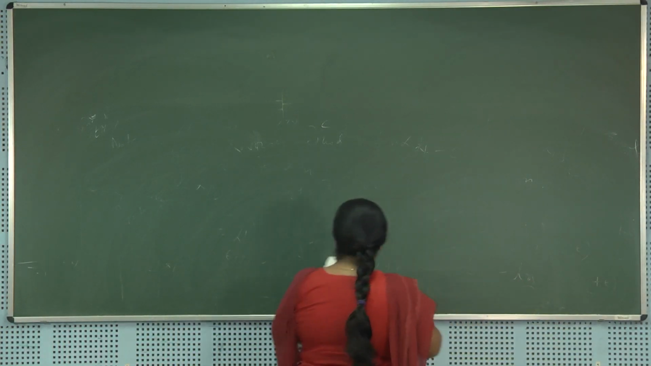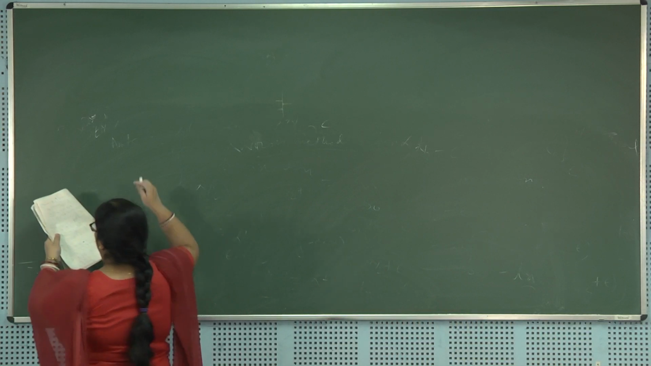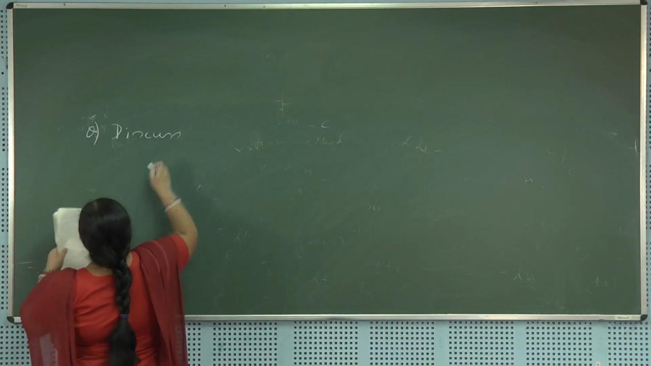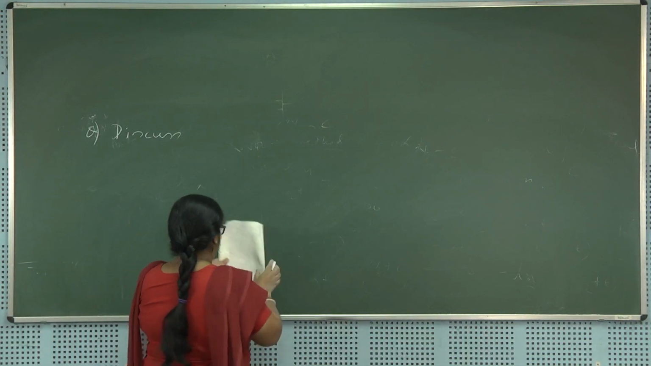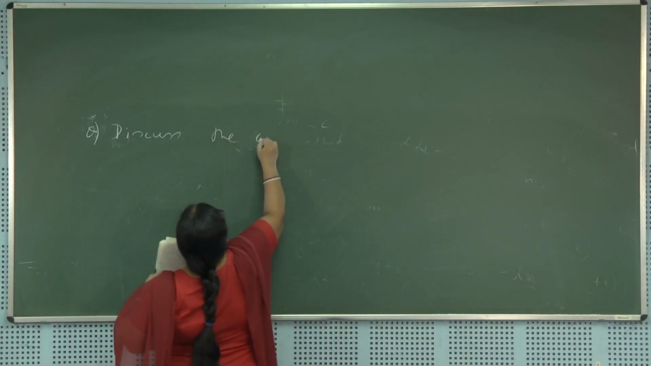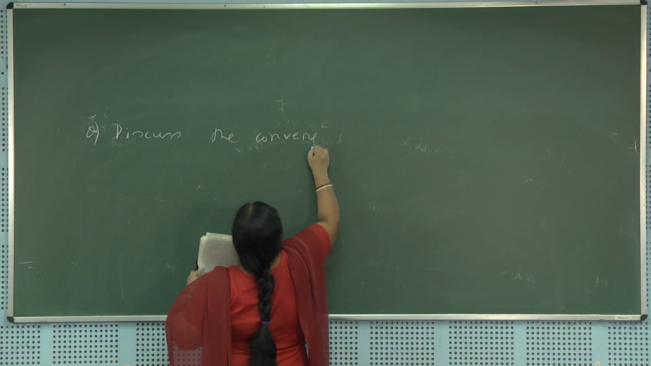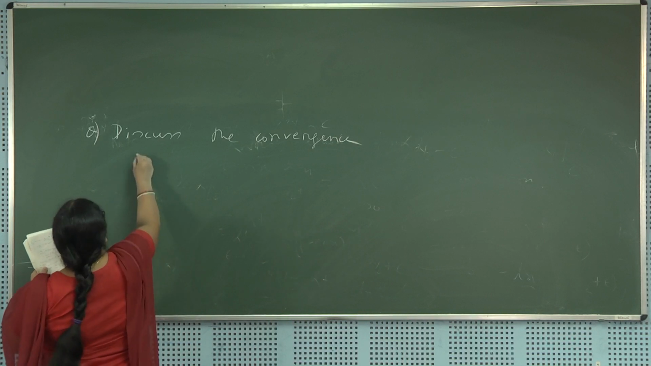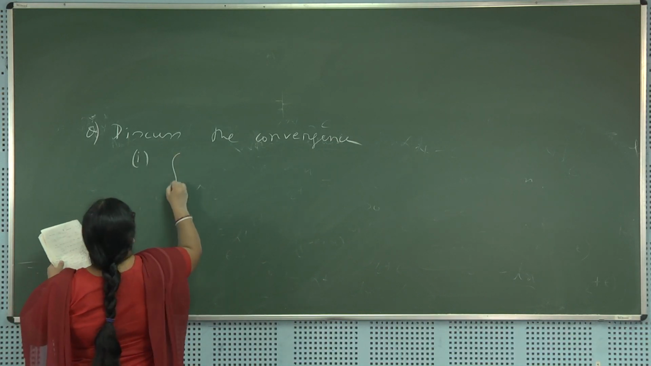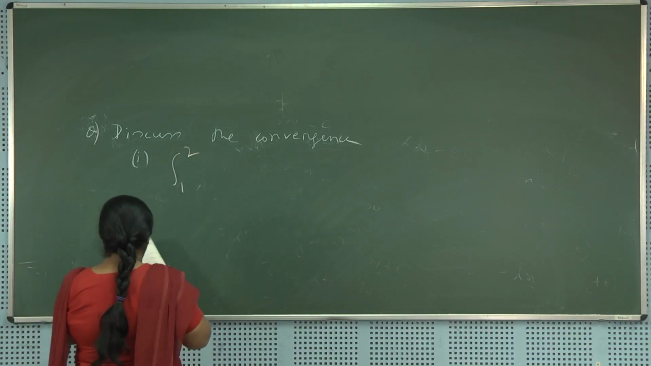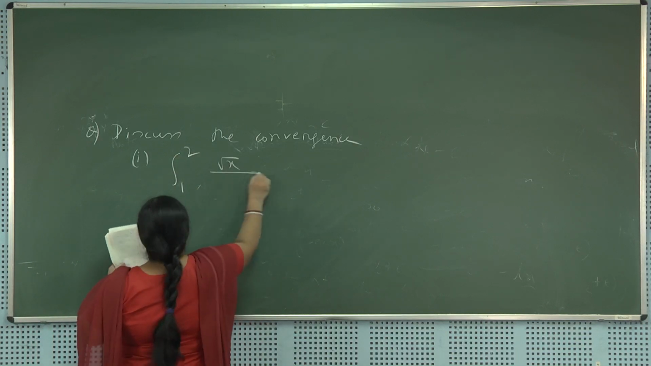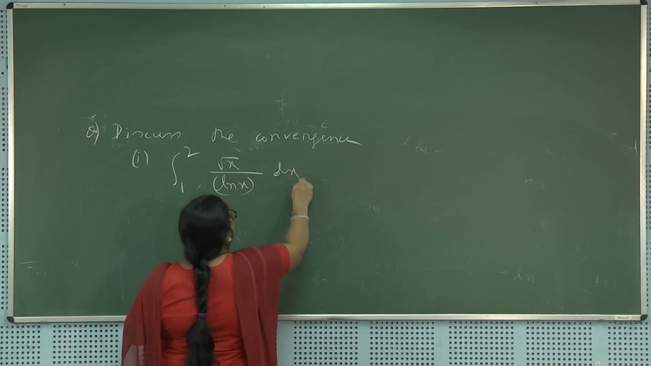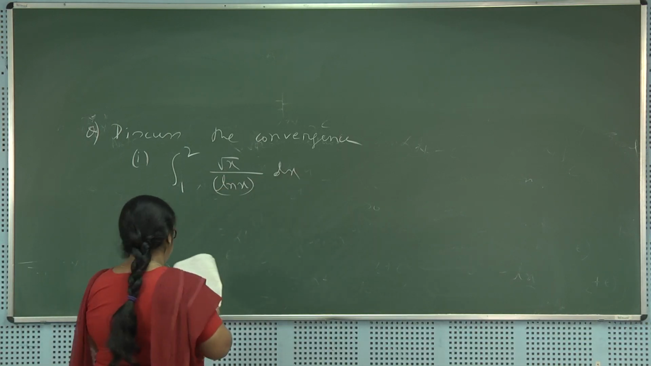Next, we will try to do some problems on the comparison tests 3 and 4. So, take the problem: discuss the convergence of the following improper integral. Number 1, say, the integral from 1 to 2 of root x upon log x dx. So, we will apply the comparison test.